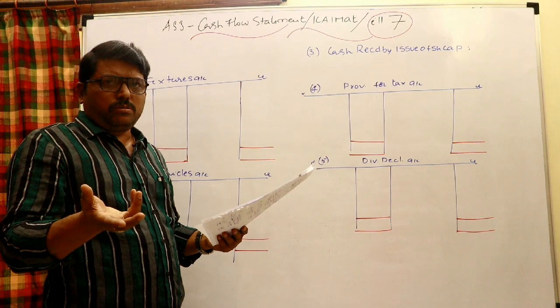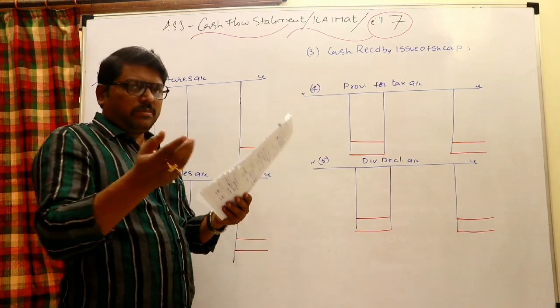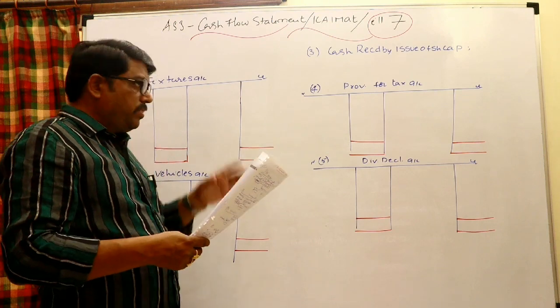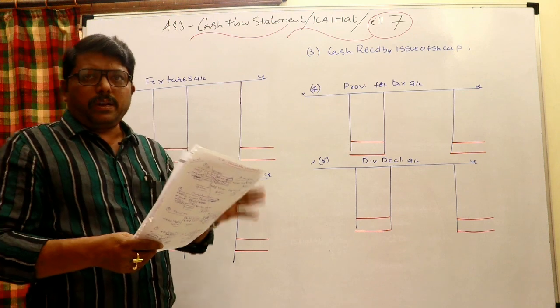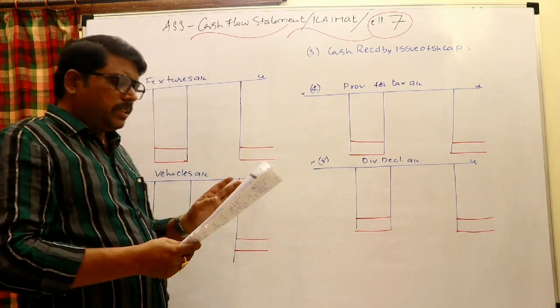Even if you may not work it out, if purchase and sales both are given, you may check whether it is tallied properly or not. Okay, the fixed assets and investments account you have to prepare, and the current assets account need not be prepared. Come back to the fixed assets.